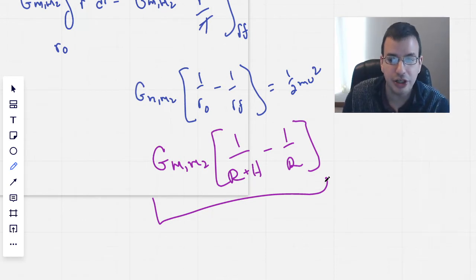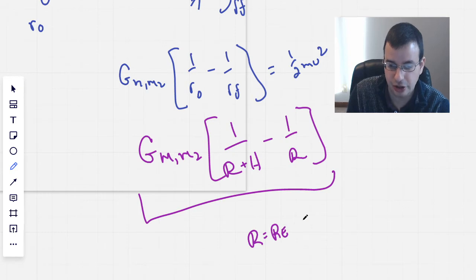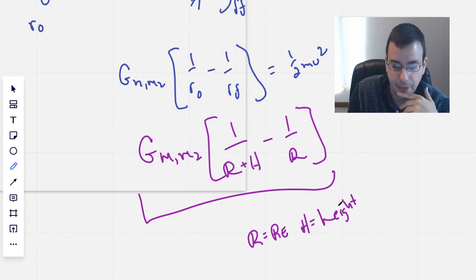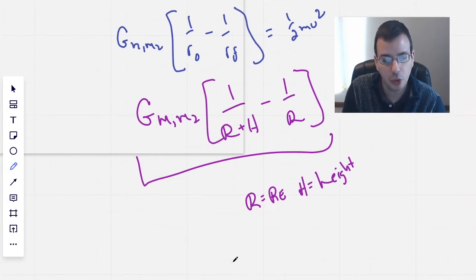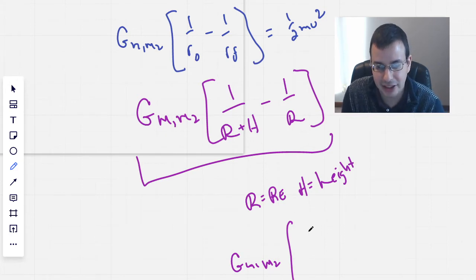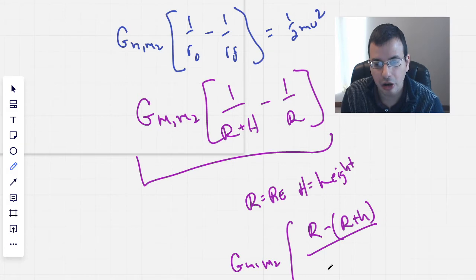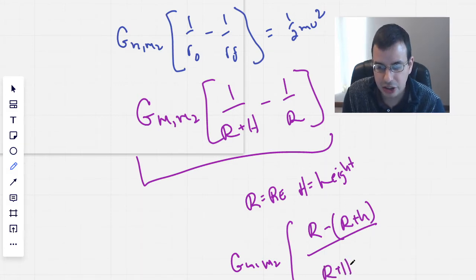At this point, we're going to see how this compares to our mgh equation. If we say that in this case R equals the radius of the Earth, and h is just the height above the Earth that we're falling from, and we look at this equation, we can simplify things. So we do G m1 m2, and we combine these, so this would be R minus R plus h, all over R plus h times R.